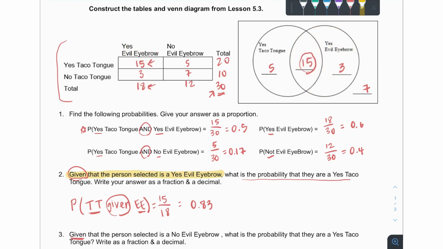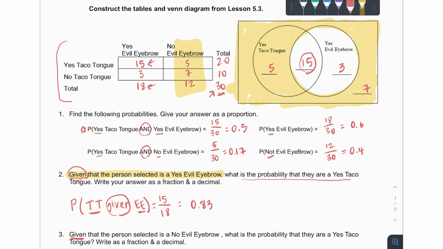So I'm going to erase those circles. So now we're talking only about the people who were a no evil eyebrow. And in my Venn diagram, the no evil eyebrow is everyone that is outside of that circle. So that's all these people who can do neither are part of that. So everyone that's outside of that evil eyebrow circle are people that I'm interested in right now, right?